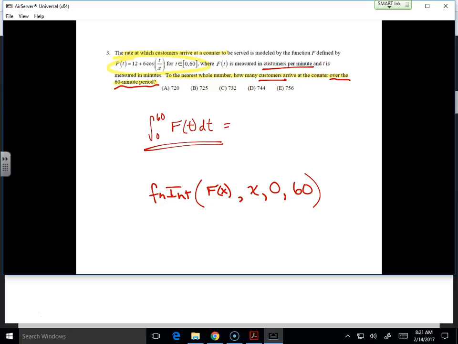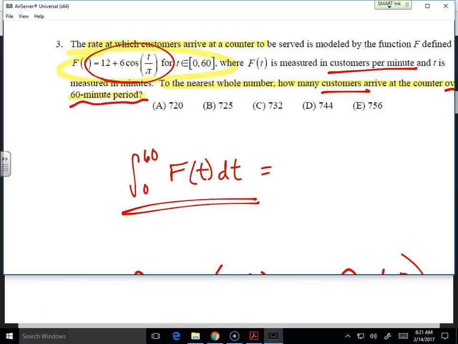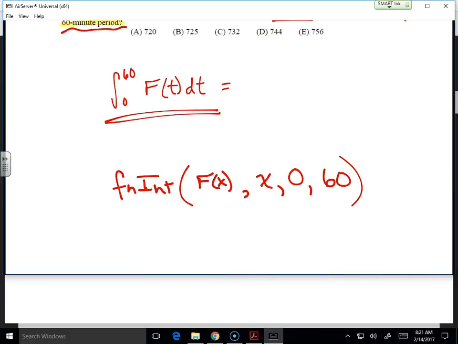Does that make sense? So put in your equation. You can use x instead of t, totally fine. But instead of getting to fill in the nice snazzy bounds, you put in your equation, put in your x, put in lower bound, upper bound.